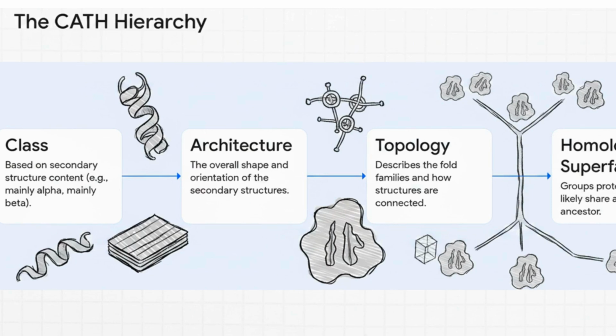CATH uses a 4-level hierarchy to sort them out. It starts broad with class, which basically asks, is this domain made of mostly alpha helices, beta sheets, or a mix? Then it gets more specific with architecture, which is the overall 3D shape. Then there's topology, which describes how all those helices and sheets are actually wired together. And finally, it groups them into a homologous superfamily, which suggests they all share a common evolutionary ancestor.